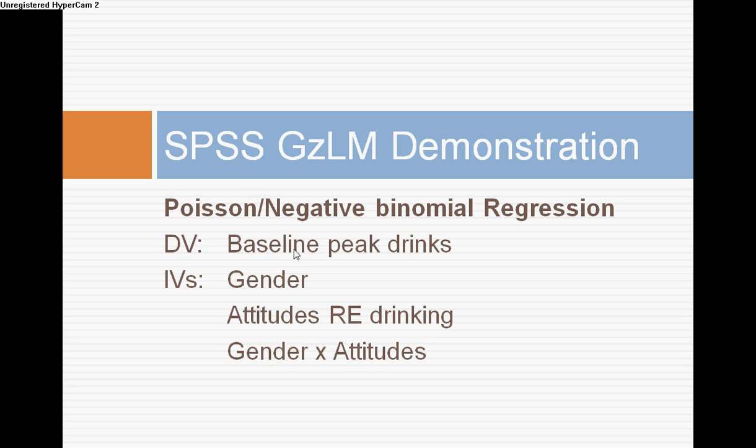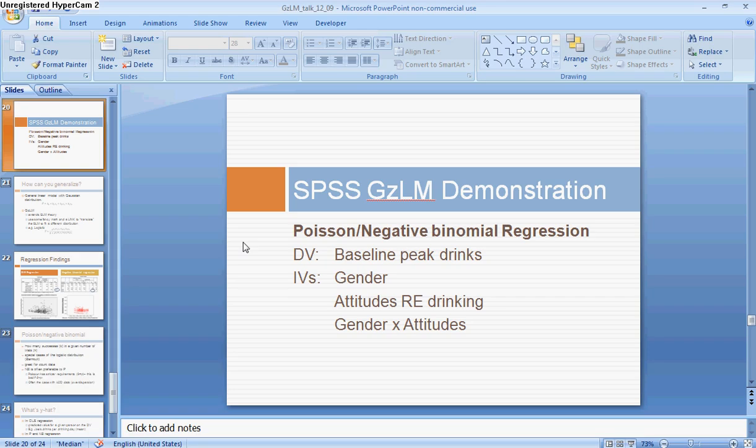And so that will serve as our outcome variable, and our independent variables, or our predictors, are going to be gender, so male or female, attitudes about drinking, and that is the mean summary score that we've centered from the global attitude scale. And we have then a gender by attitudes interaction. So that's the background for the model we'll be using today.